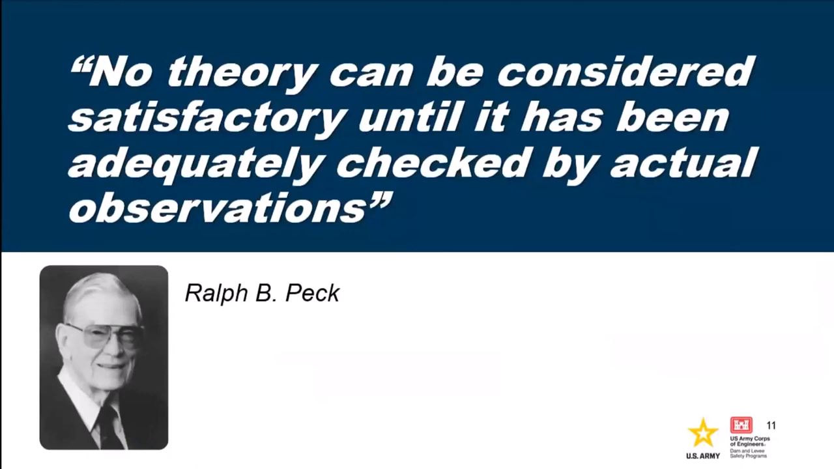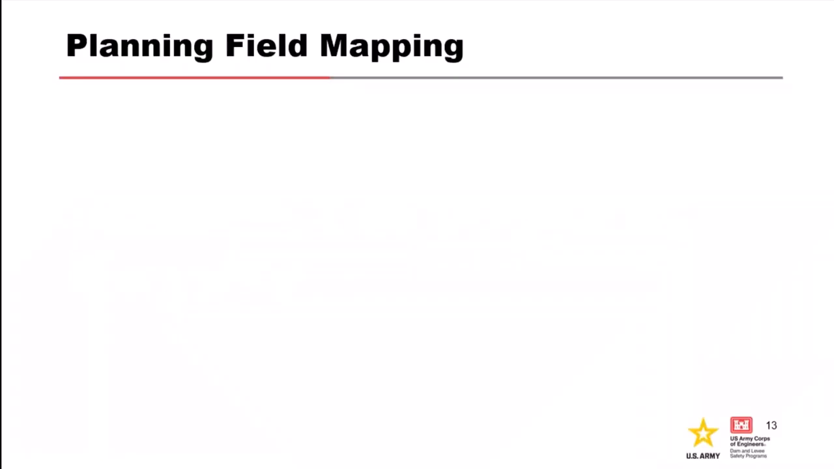No theory can be considered satisfactory until it has been adequately checked by actual observations. So we have these concepts. We sit in rooms. We do failure modes. We look at all this old data. Maybe we do a site visit. I mean, that's usually part of a failure mode assessment or PFMA. You go put boots on the ground, you hike it. So you do sort of get to check these things. But when you go out with a map and with GPS and you're putting things together spatially, that might help tell a story a little better and improve our uncertainties.